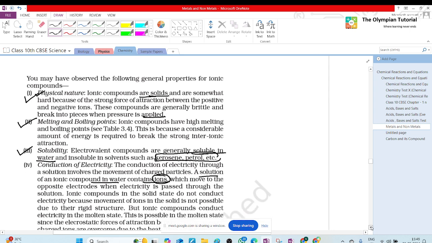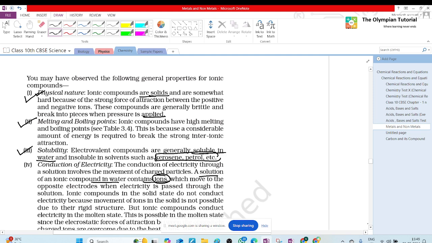You may have observed the following general properties for ionic compounds. Physical nature. Ionic compounds are solids and are somewhat hard because of the strong forces of attraction between the positive and negative ions. These compounds are generally brittle and break into pieces when pressure is applied.